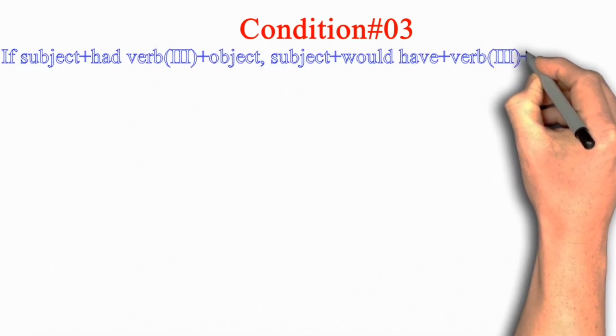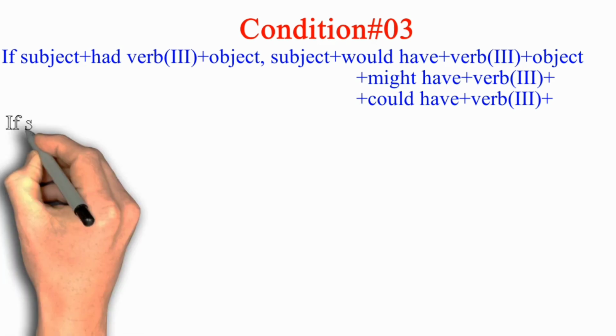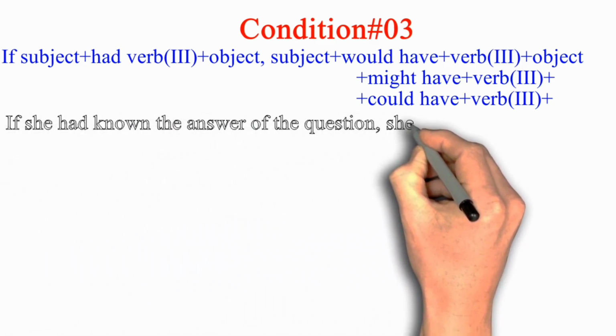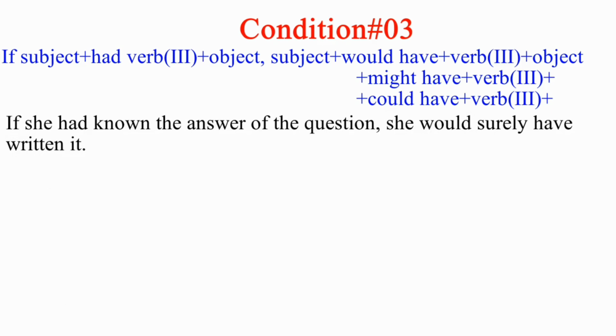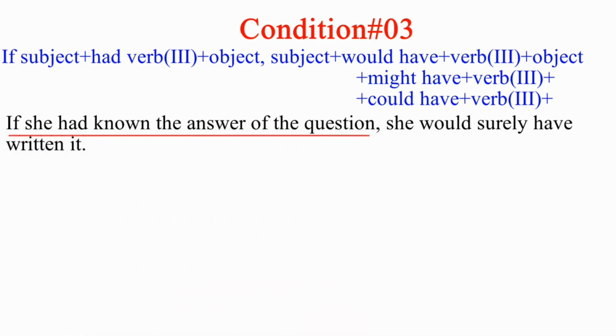Now condition number three. If subject plus had plus verb third form plus object, then main clause is subject plus would have or might have or could have plus verb third form plus object. If she had known the answer of question, she would surely have written it.